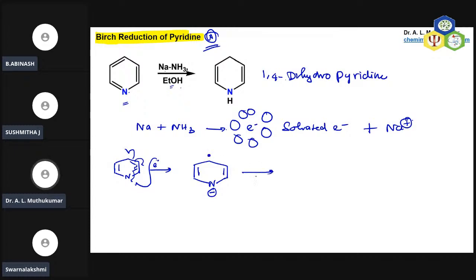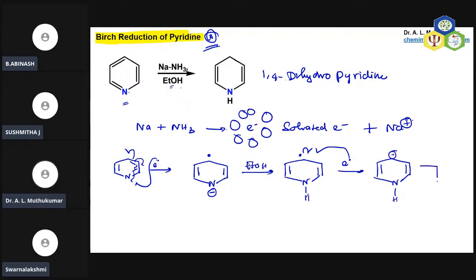Okay. Now this is protonated with ethanol. So N minus will become NH. You have a radical here. Now one more electron is coming from the sodium and it provides you an anion. Now treatment with ethanol, it's a protic solvent, it takes hydrogen from ethanol. That is 1,4-dihydropyridine. That's a final product.